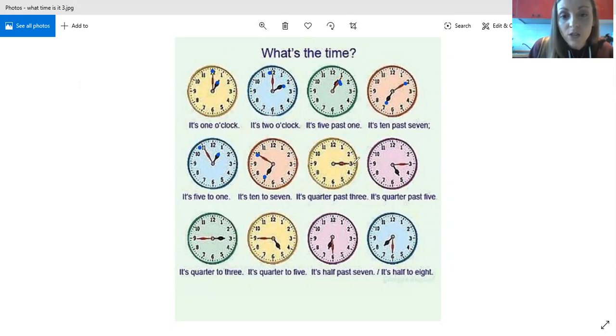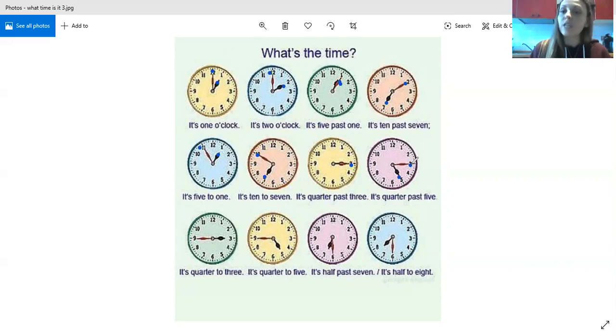Next one, it is both lines on 3. So it is a quarter past 3. So 15 minutes past 3. This one has the short hand on 5 and the long hand on 3. So it is a quarter past 5. It is 15 minutes past 5. So now I think it's easier for you. You can read the hours.